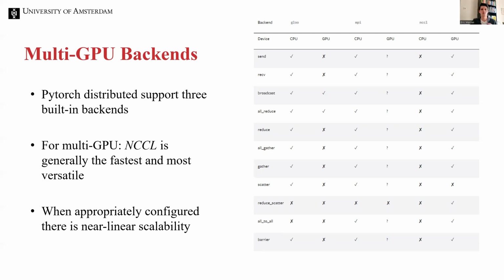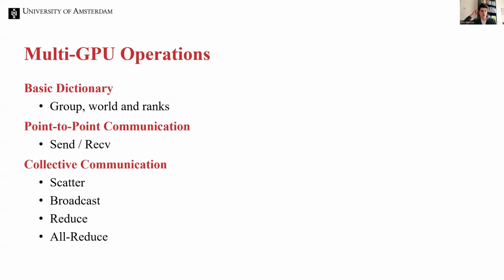And so when you use NCCL and you configure it appropriately, there will be near linear scaling for multiple GPUs, which is of course amazing. I will include in the video description a link to a paper that discusses this in more detail for those of you that are interested. Okay, so those are the backends. Now we want to know what I mean by that. What are all these operations?